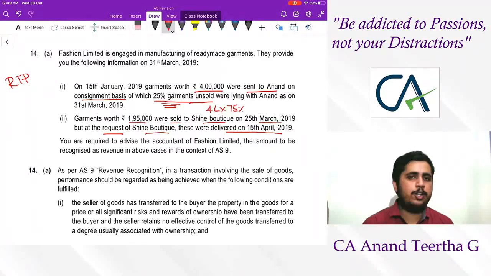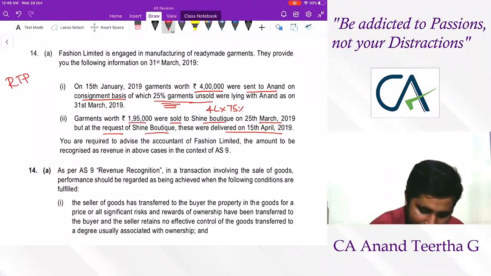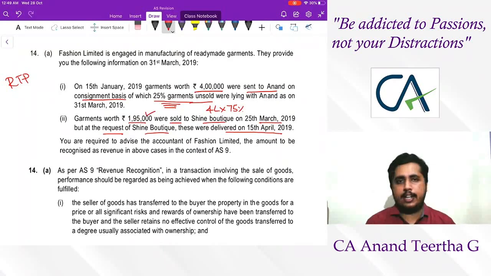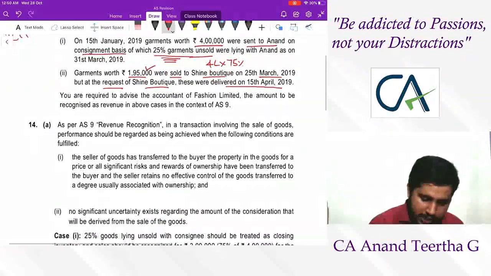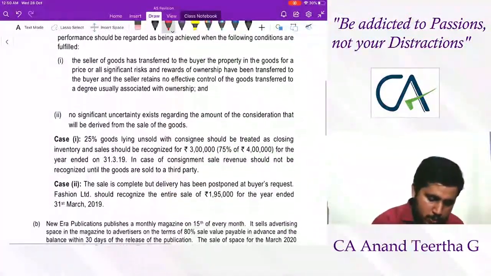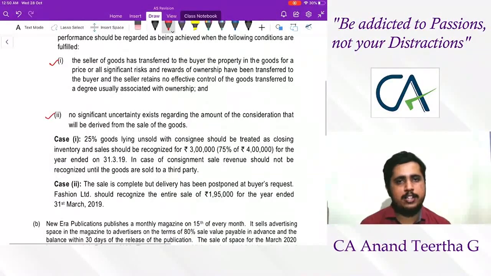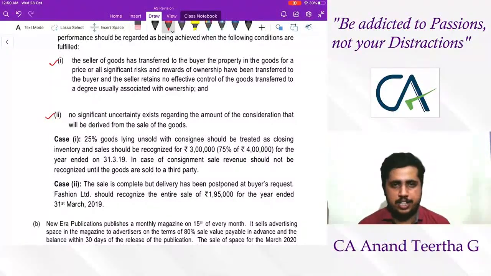Only delivery is yet to be made. So therefore 1,95,000, treat it entirely as sales. That should be done. So if you could now see the answer, first they mentioned those two conditions to be satisfied to be called as sale: significant risk and reward transfer, seller should not have any effective control on the product. Then there is certainty in the consideration.